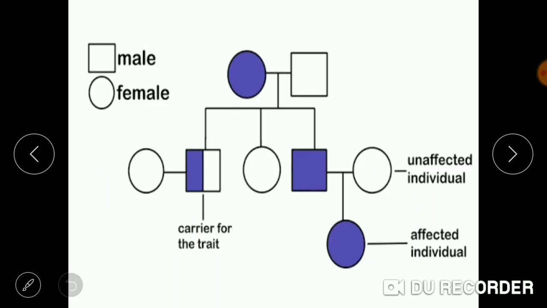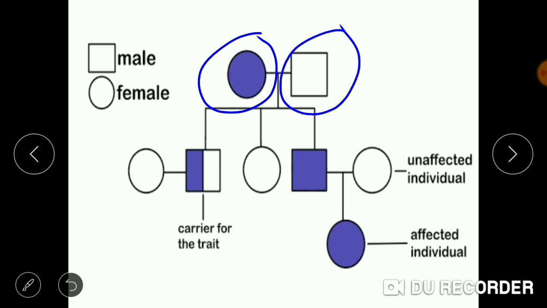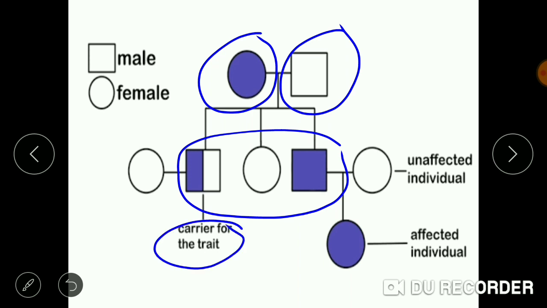Now we move on to another example. Here, an affected female individual has married an unaffected male and they are having 3 children, 2 male and 1 female. Among these 2 males, one of the males is a carrier and the other male is completely affected.